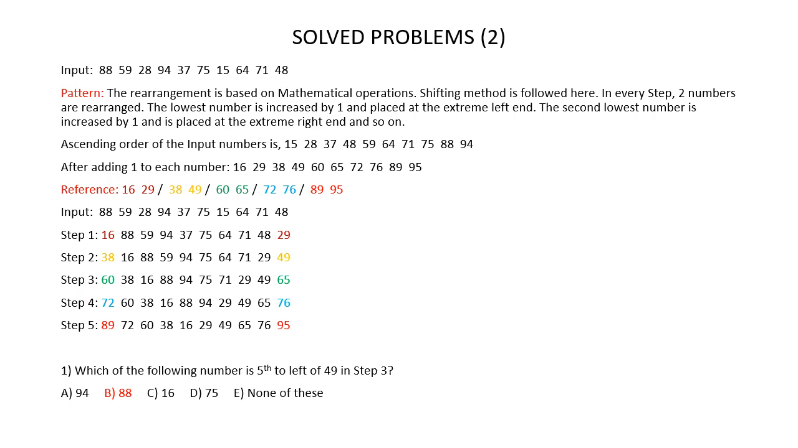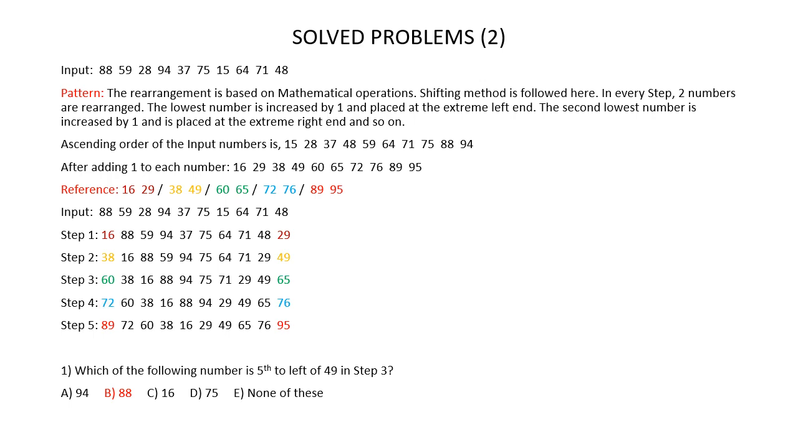For step 3, use the third set of numbers in the reference, which is 60 and 65. Write 60 at the extreme left end and 65 at the extreme right end in step 3. The remaining numbers of step 2 are written as they are in the same order between 60 and 65 in step 3. For step 4, use the next set of numbers in the reference, which is 72 and 76.